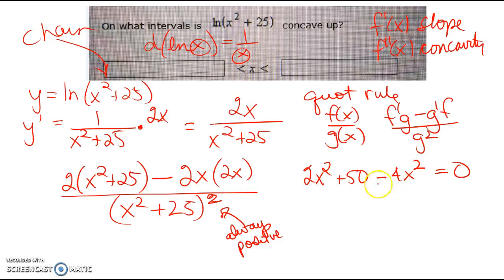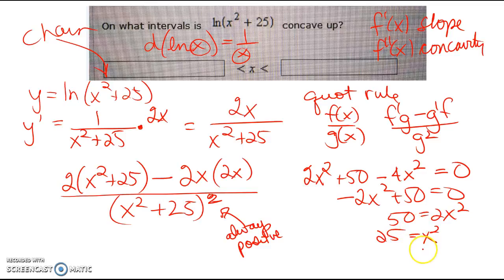We get minus 2x squared plus 50 equals 0. I'm going to say 50 equals 2x squared, so x squared equals 25, x equals positive or negative 5, right, if I take the square root. So let's make ourselves a number line. We have 5 and we have negative 5.